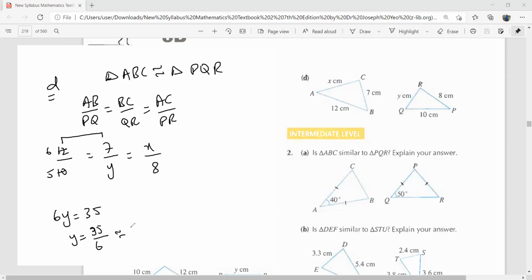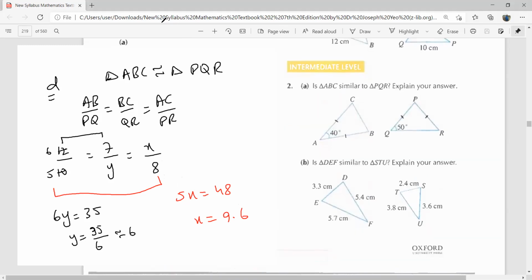That is approximately 6, I think. I'm doing this mentally, okay? And then this one equal to this. So we have 5x equal to 48. So x is going to be 9.6. Hmm? 5 nines are 45 and 5 6. Yeah. So x is going to be 9.6. So this is how you find the unknown sides when you're given the two triangles are similar to each other.